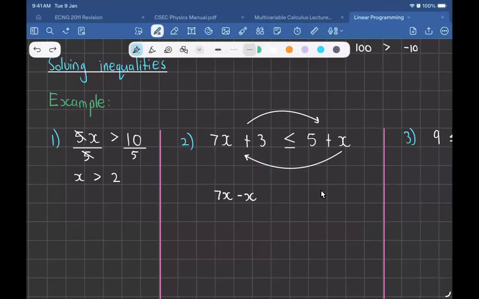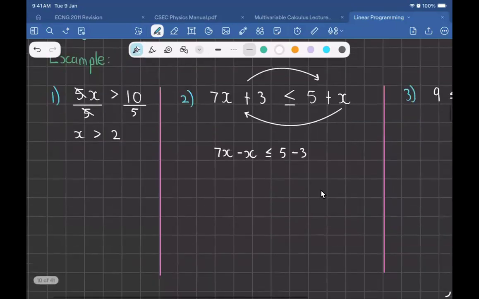I'm going to write back my inequality sign. Tell me, Sahara, what am I going to write back? What was on your right-hand side? 5. Right? And what did I move across? Negative 3. Well, I moved across 3. That turns to negative 3. So tell me what the next line would look like. What is 7x minus x?